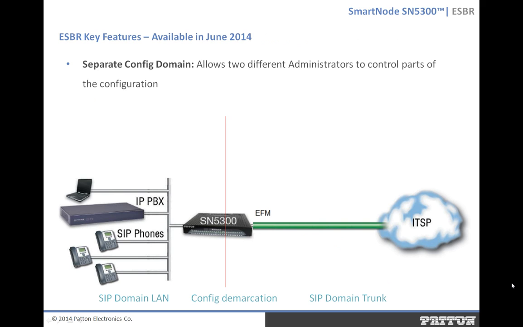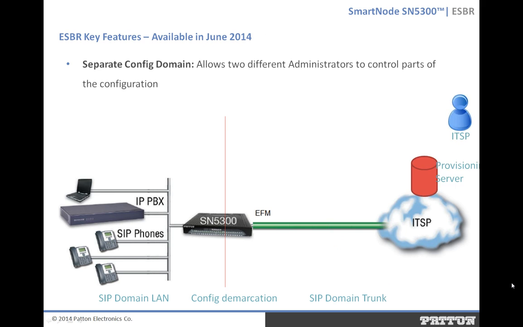Good. Then to the separate config domain. This is one of the features our engineers are currently working on, and it is going to be available in the June release, beginning of June this year. But anyway, I would like to give you some more details on how this is working. Again, the same application here with the 5300 as a demarcation point between the two networks, the private LAN network and the public SIP domain.